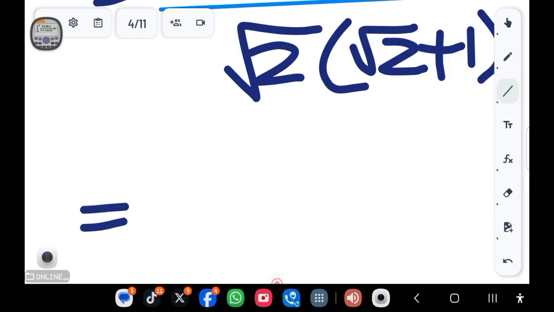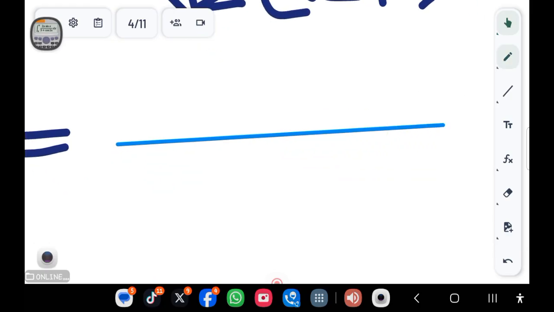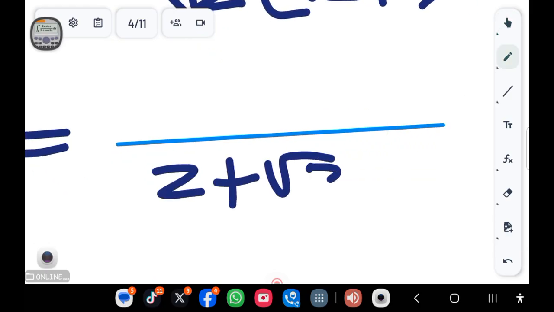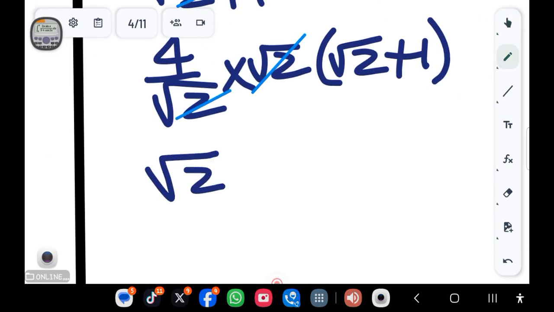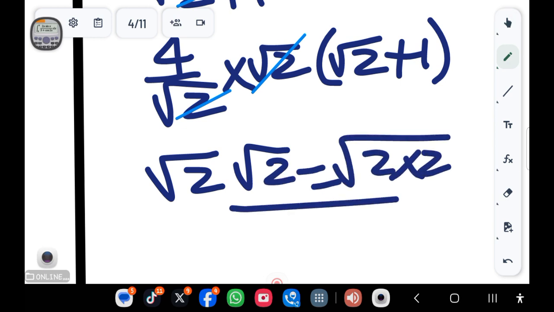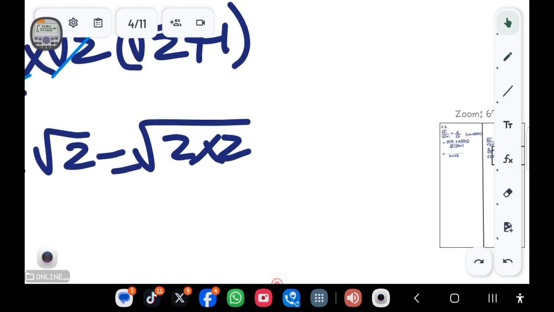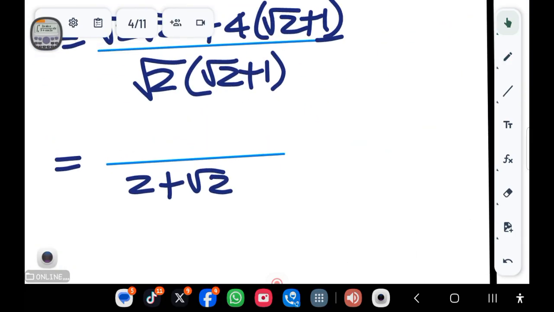Does not matter which one we clean up first, we're going to get the same right answer. So that is square root of 2 times the square root of 2. That gives us 2 plus square root of 2. Why? Because the square root of 2 times the square root of 2 is simply equal to square root of 2 times 2, which is equal to square root of 4. And we know that the square root of 4 is equal to 2. So that gives us 2 plus square root of 2 times 1.